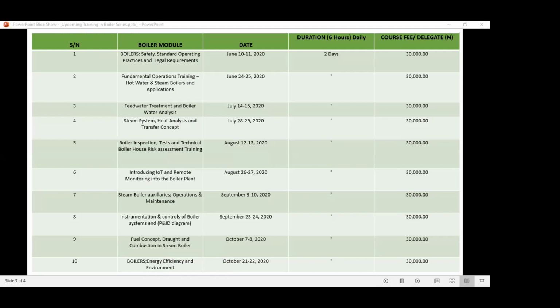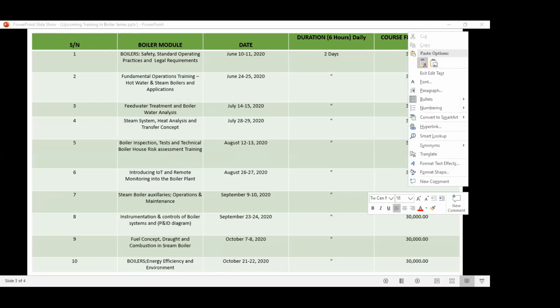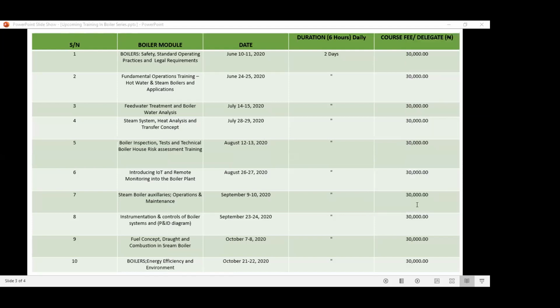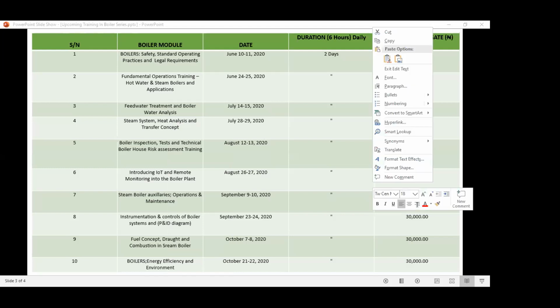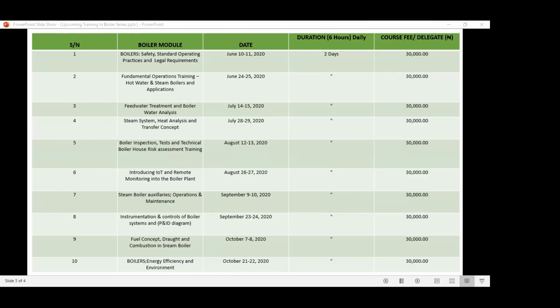So the registration and assessment fee for those who are interested in becoming an accredited and certified boiler operator and engineer is £475. That is just for the registration and assessment and the exam fee and the accreditation put together. But these 10 modules are already packed together to prepare you for that accreditation.